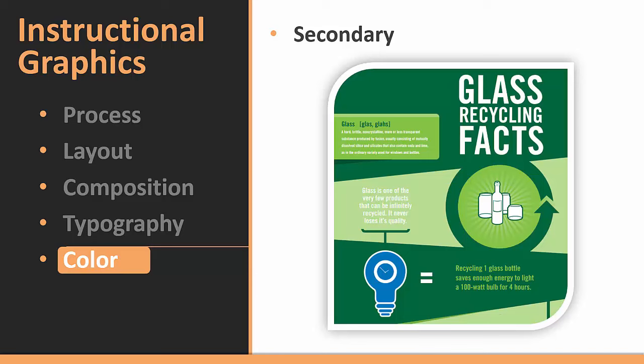Clearly, green is a secondary color, and it's being used very effectively here. We have a couple different shades, so not too many. But what is the primary color being used for? Well, again, for contrast. We've got this blue light bulb down here that pops.